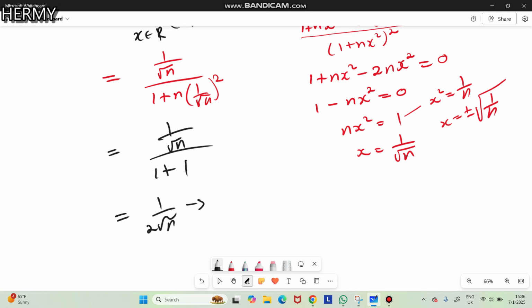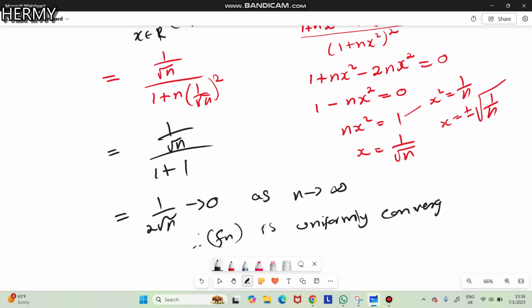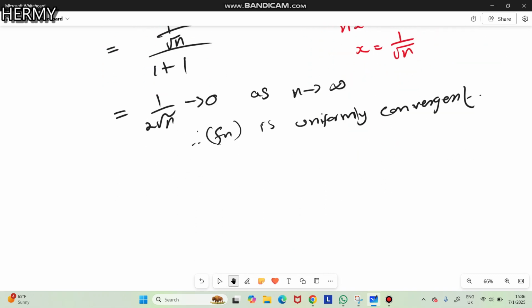Then you know what this thing goes to 0 as n goes to what? As n goes to infinity. Therefore, f of n is uniformly convergent. Then f of n is uniformly convergent. You are done. You're done.